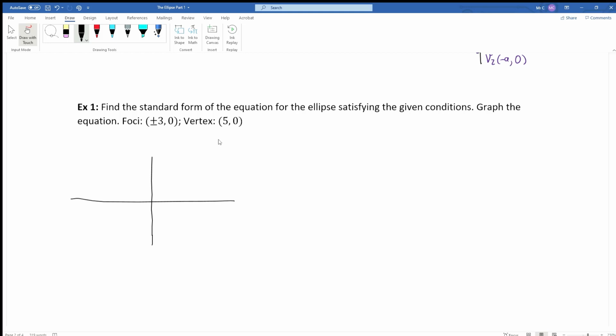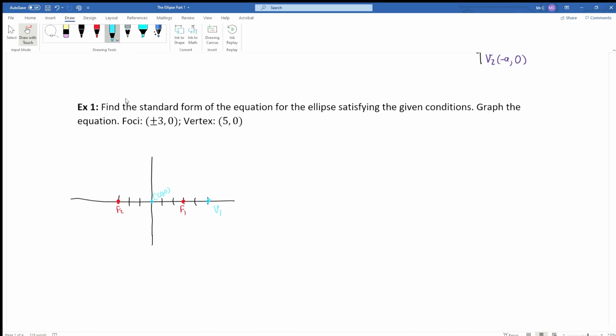So my vertex here is at (5, 0), so 1, 2, 3, 4, 5. We'll plot a vertex here. And it gives me two foci at positive 3, 0 and negative 3, 0. So we'll call this one F1 and this one F2. Now, it doesn't give me any more information, but I don't need any more information because my center is going to be between my foci. So that tells me the center is (0, 0).